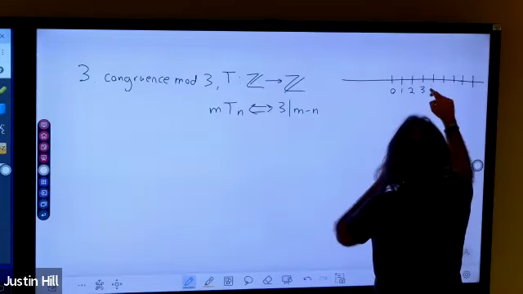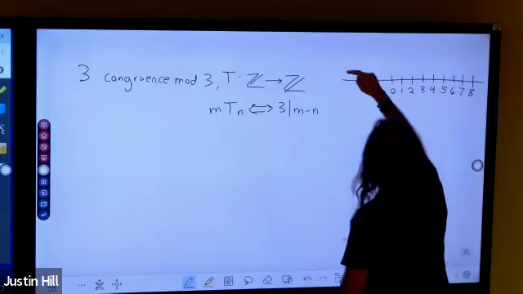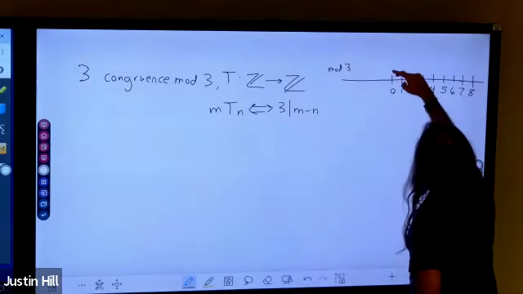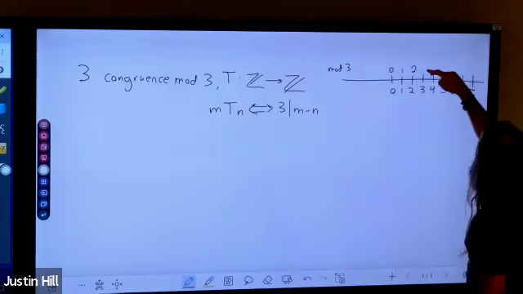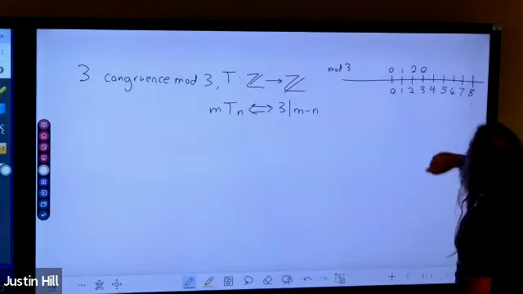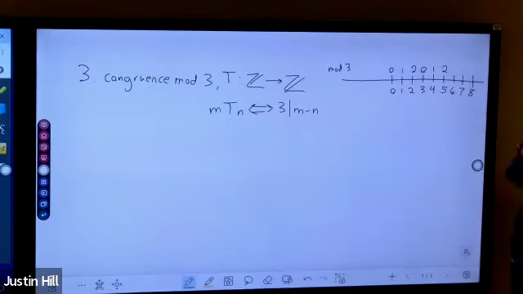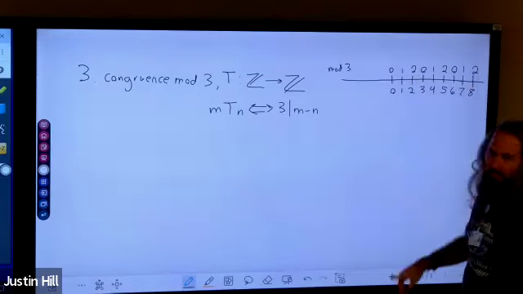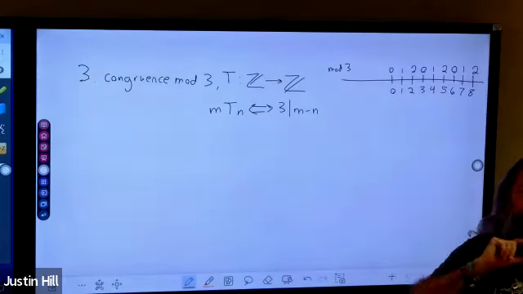1, 2, 3, 4. So this is the number line of integers, but then when I count it mod 3, this is a 0, and that's a 1, and that's a 2. But then 3 is a 0, and 4 is a 1. And like we said, 5 is a 2. So we're just looking at their remainder after you divide by 3. And then 6 is a 0, and 7 is a 1, and 8 is a 2. So notice that you're getting the same remainder every 3 numbers.